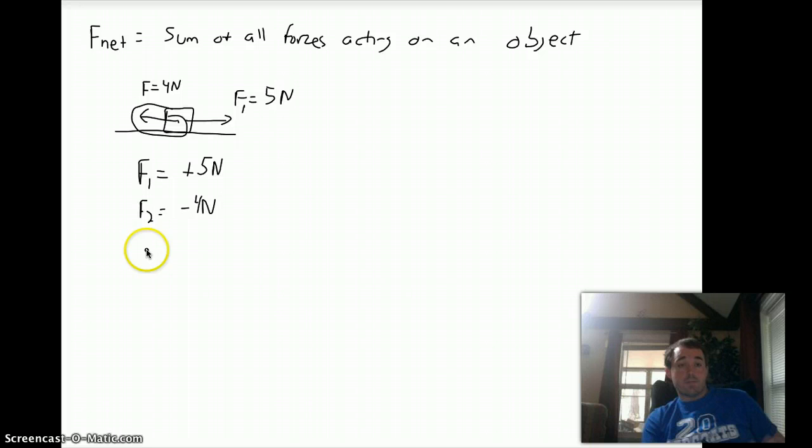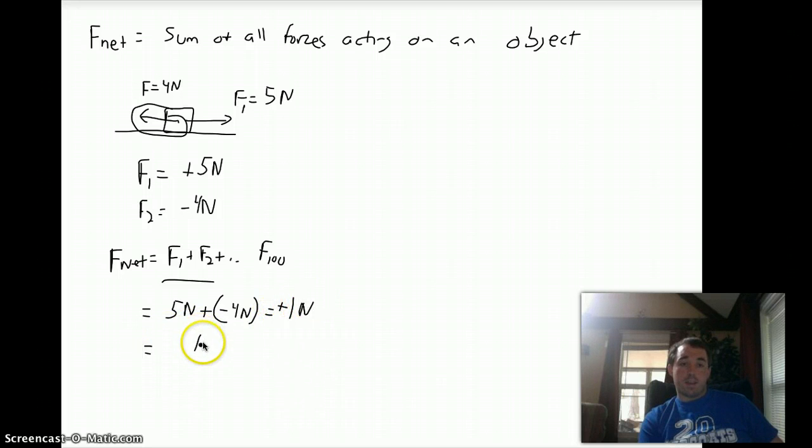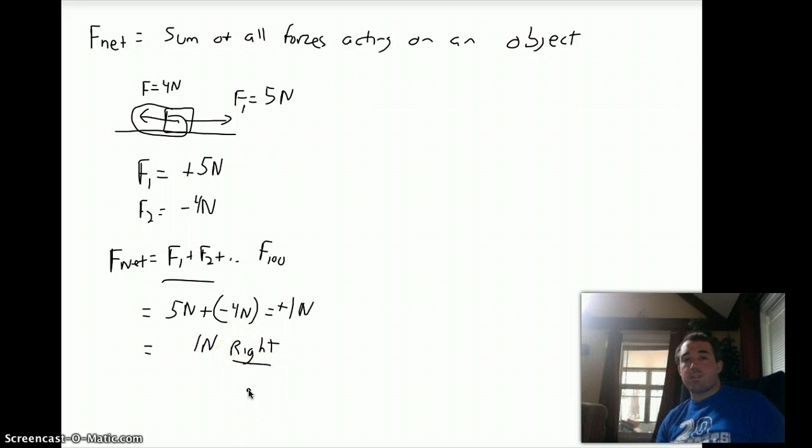Left is always negative. So our net force, which is F1 plus F2 plus however many forces there are, we can go up to F100. It doesn't matter how many forces there are. In this case, we only have the 2. So my net force is 5 newtons plus negative 4 newtons. So my result is plus 1 newton, or I could say that as 1 newton to the right. Thought you were done with those directions, but you were wrong.